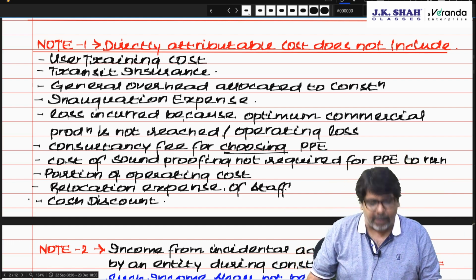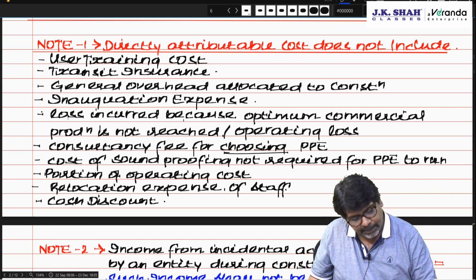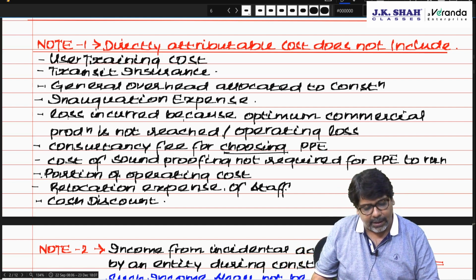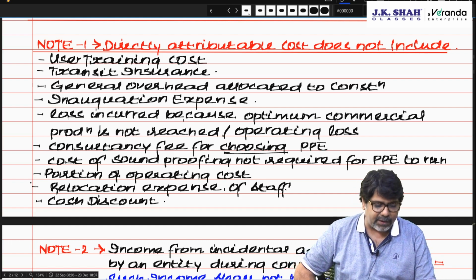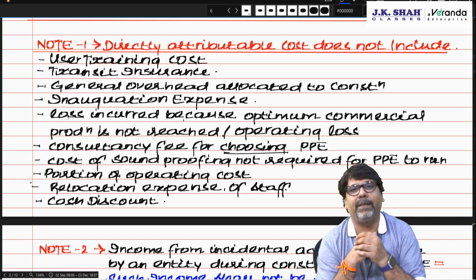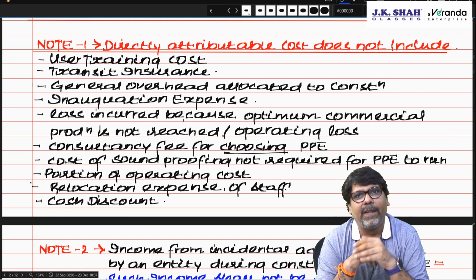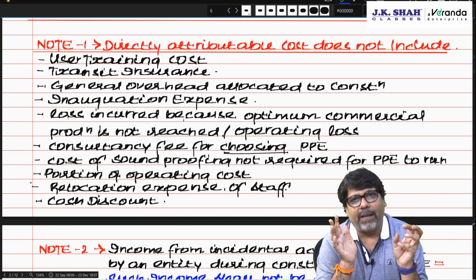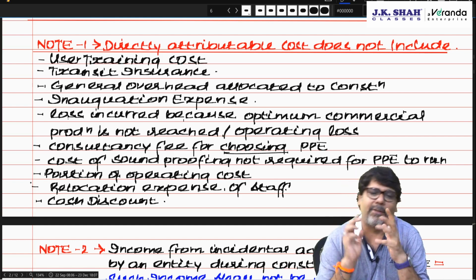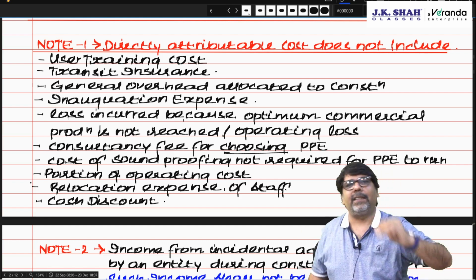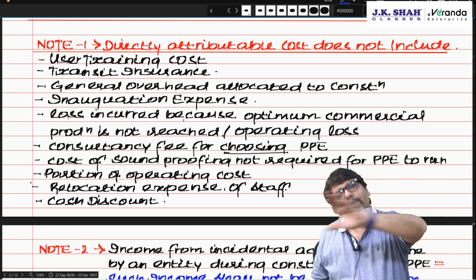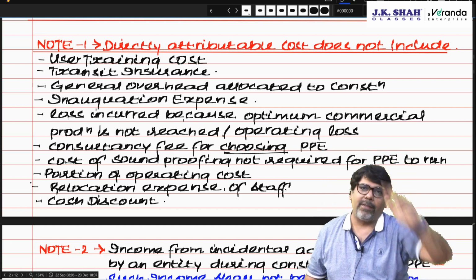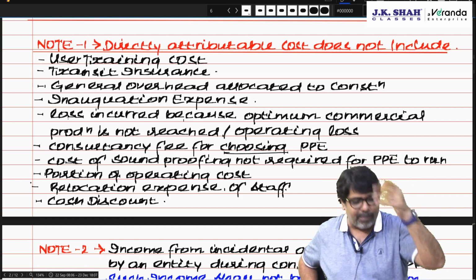Portion of operation cost, same as I discussed earlier. This one, general overhead allocated to the construction, portion of operation cost, same thing. Relocation expense of staff. Relocation expense of staff means I have shifted my office and I have to relocate staff, also every year. So whatever expenses I am paying to staff to relocate, that should not be added to the cost of the asset. Correct? If I start a new office and relocate staff there, the cost of staff relocation also I capitalize? Allowed or disallowed?